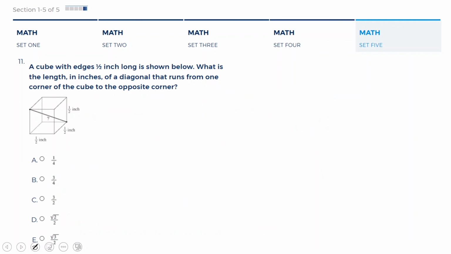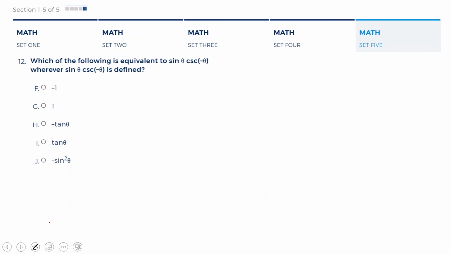All right, a cube. Okay, so 1/2. What is the length in inches of a diagonal? All right, so you guys need to know the diagonal of a cube is equal to square root of 3 multiplied by the side a. In this case, the side is 1/2, so it's square root of 3 over 2, E. Wow, we are at the last one.